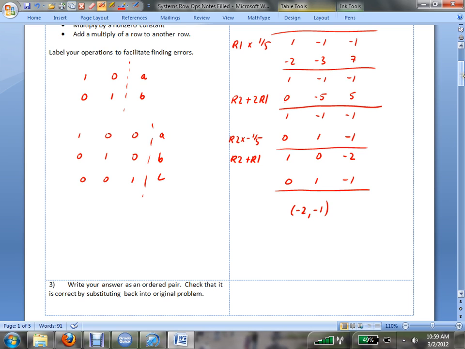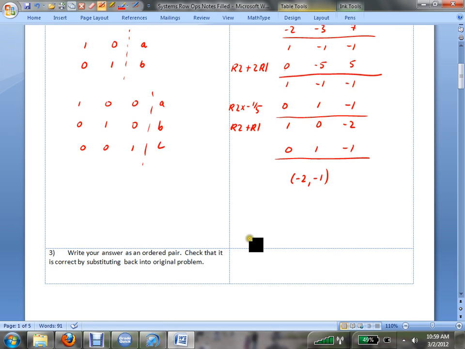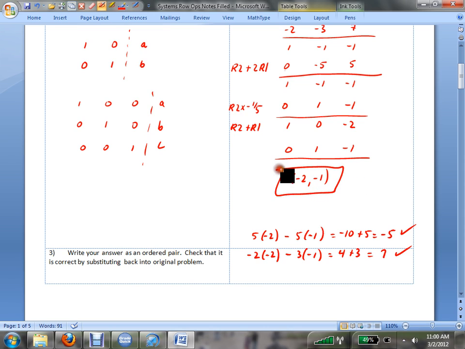Last step is to go back and check that you did everything correctly. So I will do 5 times negative 2 minus 5 times negative 1. That is negative 10 plus 5 is negative 5. Check. Negative 2 times negative 2 minus 3 times negative 1 is 4 plus 3 is 7. Check. That's my final answer.